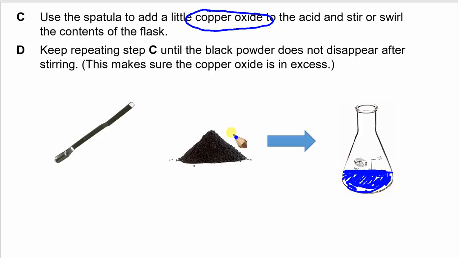So I asked students just to add a very small amount of our black copper oxide powder to sulfuric acid, and what they see happening in front of their very eyes is the copper oxide disappears. Now you might think that it's dissolving, but it's not. Instead it's reacting and it's making a new product.